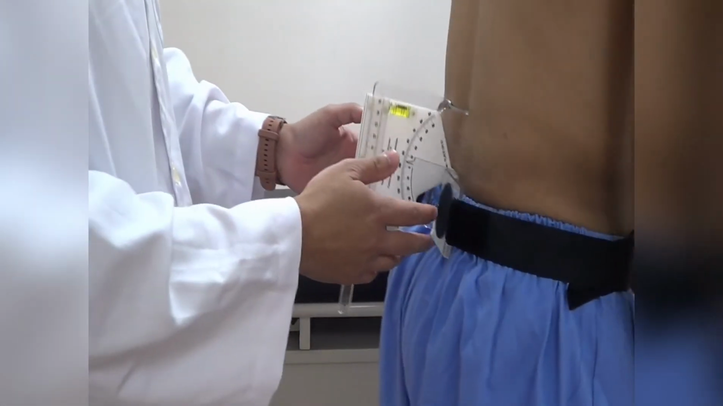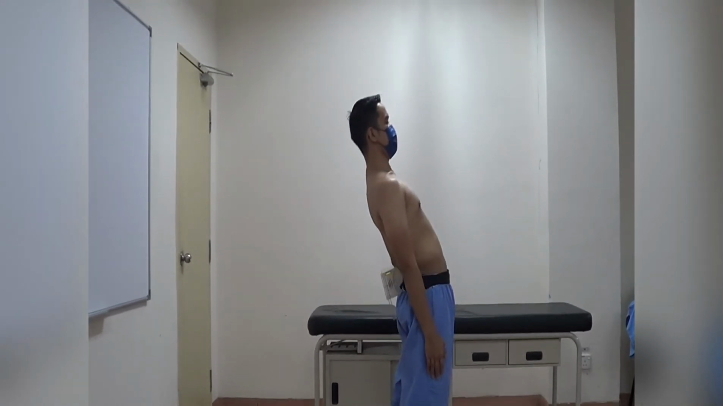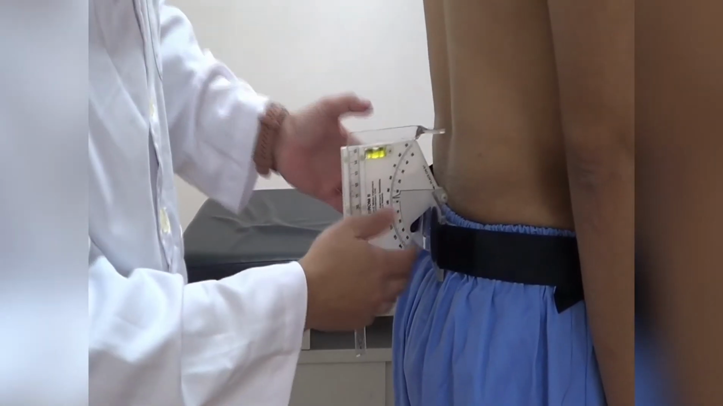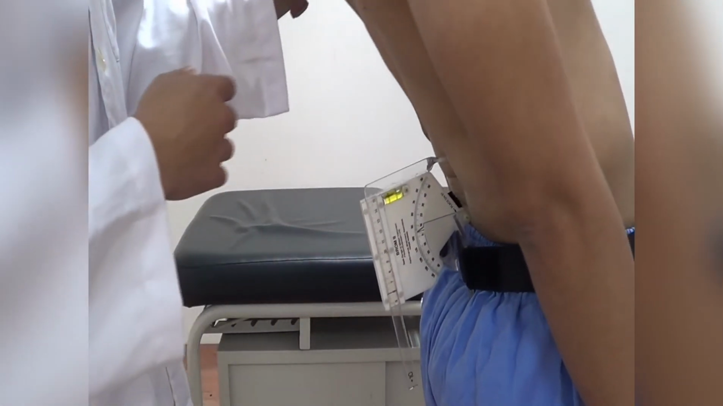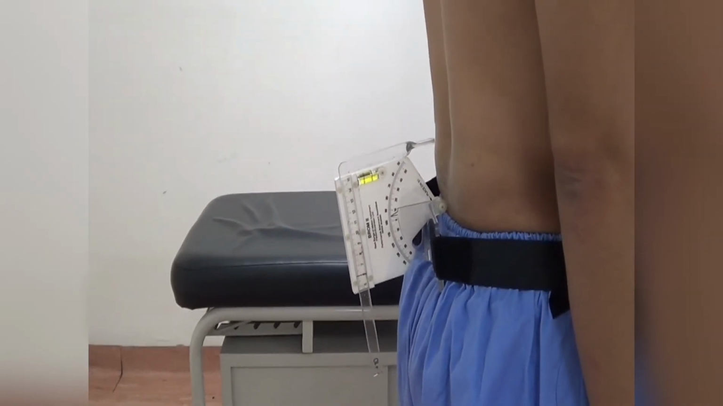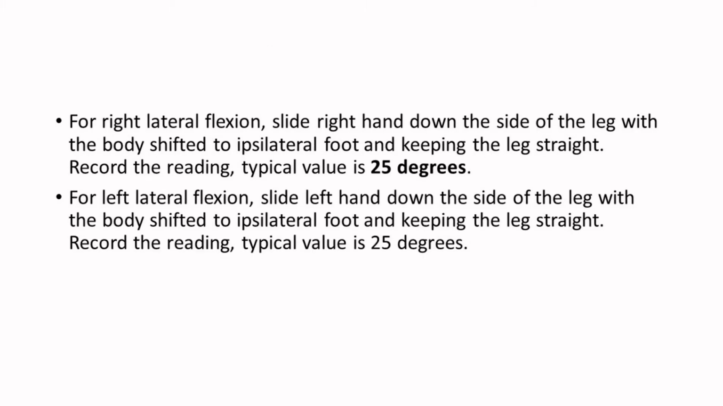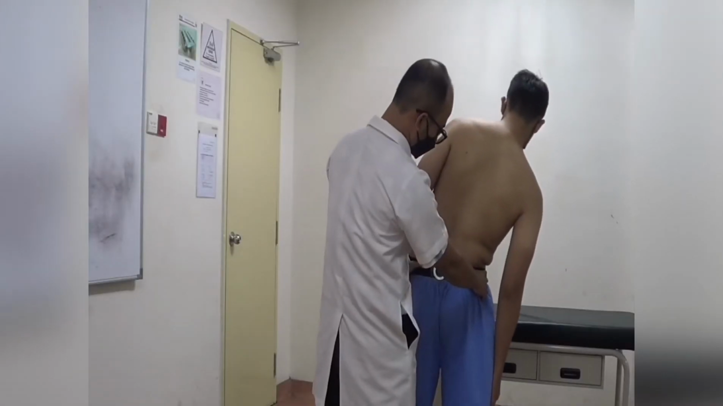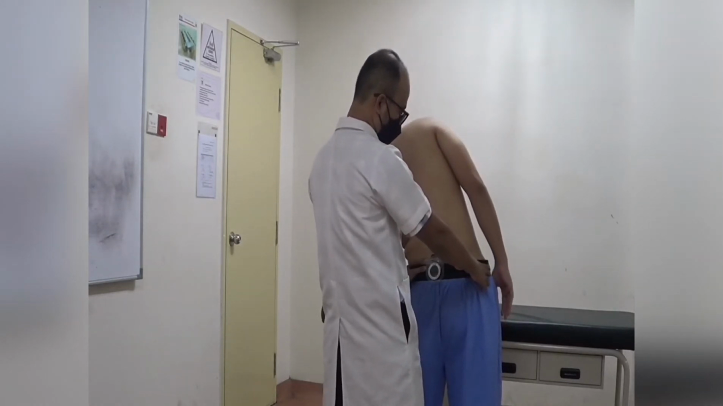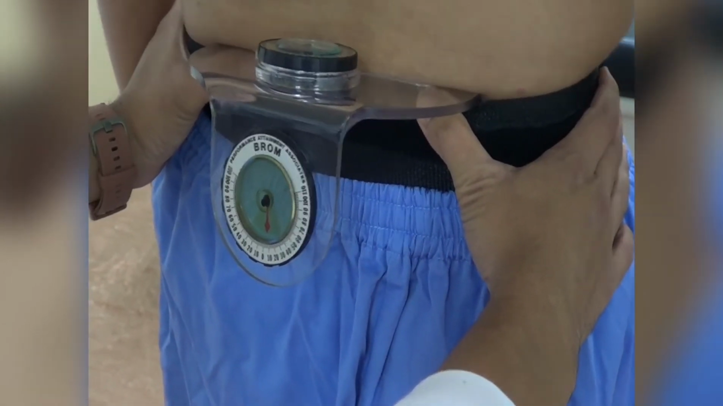Lumbar extension. Patient is standing erect. Place the arm tip on T12 and record the initial reading. Replace the arm tip on T12 and record the full extension reading. A typical value is 12 degrees. Lumbar lateral flexion. Place the BROM right and left unit so the unit feet is in line with T12. Place the thumbs over the back of the unit's feet and grasp the rib cage with the fingers. For right lateral flexion, slide right hand down the side of the leg with the body shifted to ipsilateral foot and keeping the leg straight. Record the reading. Typical value is 25 degrees.